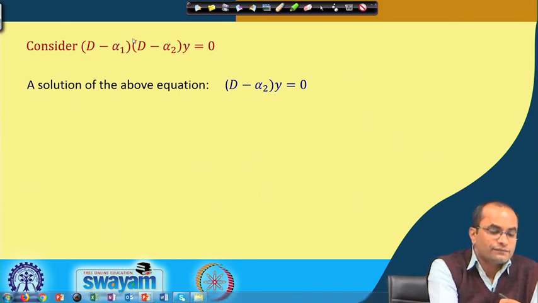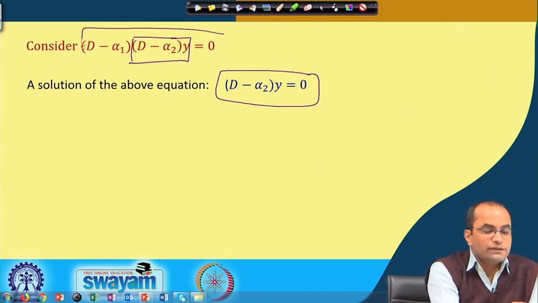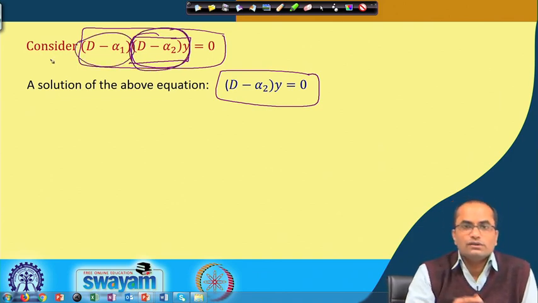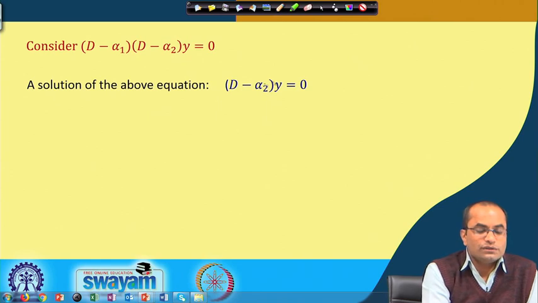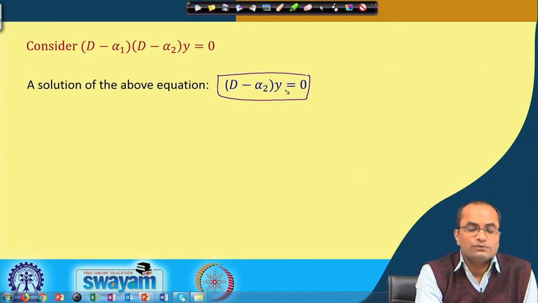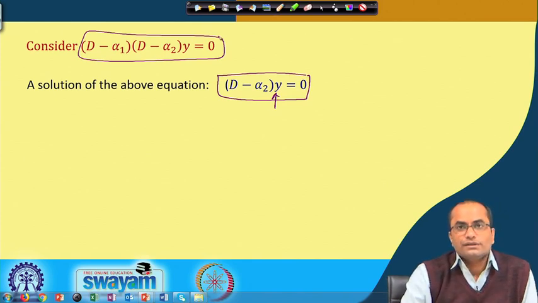A solution of D minus alpha 2 y equal to 0 will also be a solution of the above equation. So, if we find a solution of D minus alpha 2 y is equal to 0, then this will also satisfy the given equation, because once we know that this y gives D minus alpha 2 y is equal to 0, if we operate D minus alpha 1 on 0, we will also get 0. So, that is the idea here: we look for a solution of the differential equation D minus alpha 2 y is equal to 0, and whatever solution we get here will also be a solution of the given differential equation.